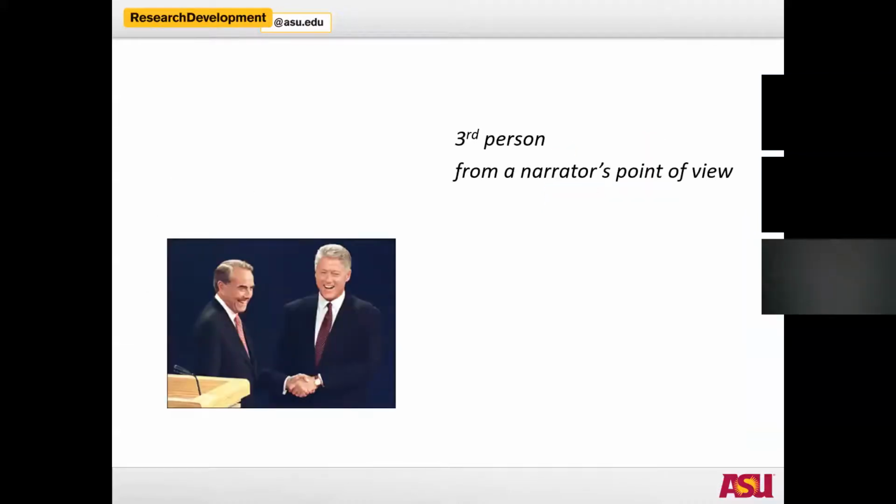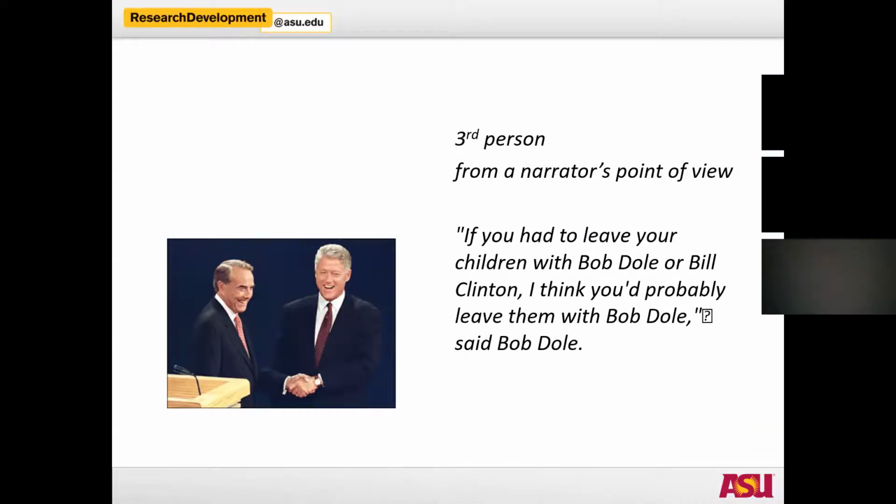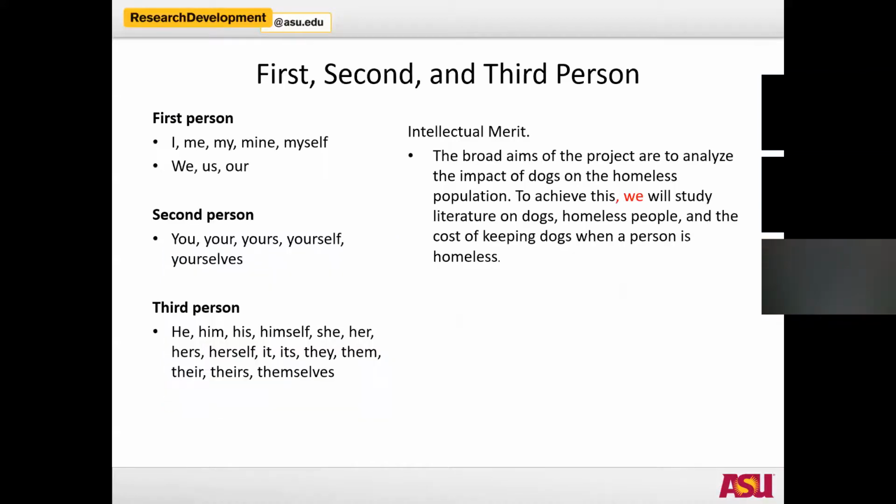That's second person. And you're all way too young to remember this, but back in the way olden days, Bill Clinton ran against Bob Dole for the presidency in the 90s. And Bob Dole had this really weird habit of referring to himself as Bob Dole. So the third person's from a narrative point of view. So he would say, this is a direct quote, if you had to leave your children with Bob Dole or Bill Clinton, I think you'd probably leave them with Bob Dole, said Bob Dole. You don't really want to do that. So be careful with that as well.